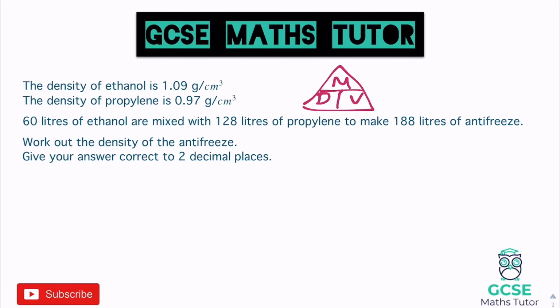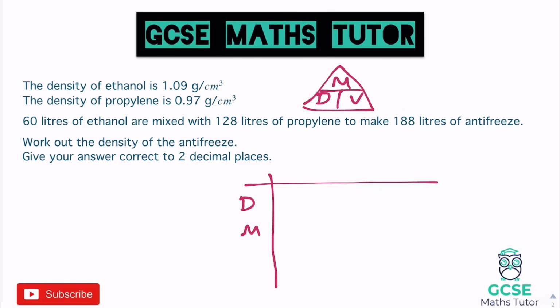So we've got the density of ethanol, propylene, and then it tells us how many litres, don't forget litres is a volume, how many litres of those are mixed to make an antifreeze, and it wants us to work out the density of that antifreeze. So it's very similar to the last question, except this time we've been given volumes instead of masses. So let's just have a look at how we'd approach this.